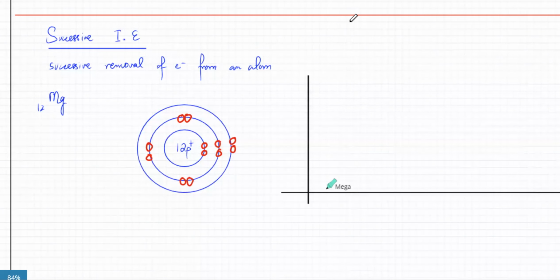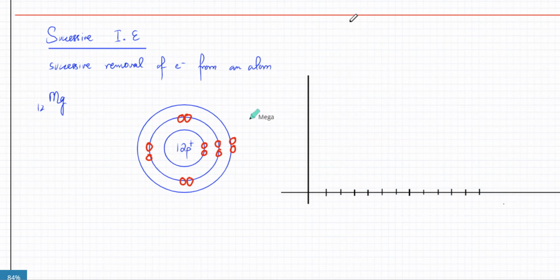Just let me, so that's 1, 2, 4, 5, 6, 7, 8, 9, 10, 11, and 12. So you can basically remove 12 electrons from it. So I'm trying to remove the first one.